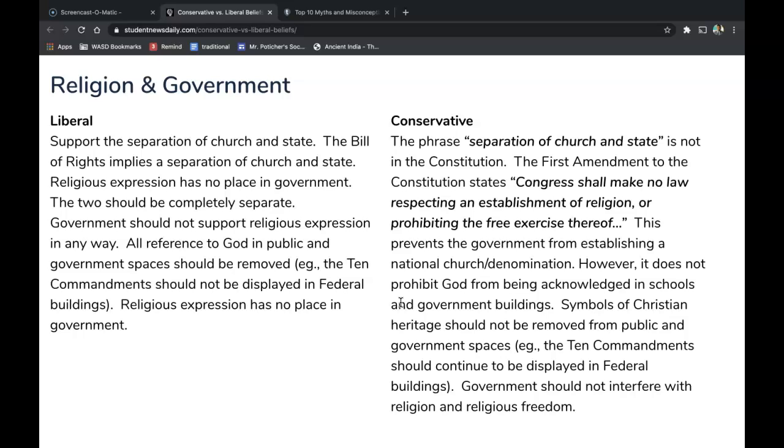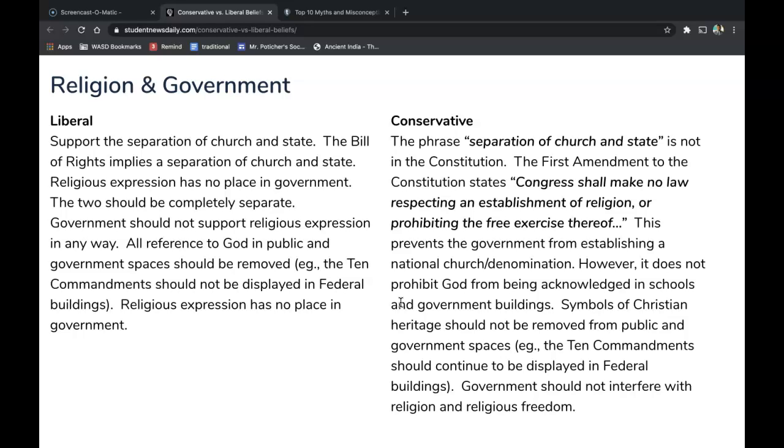Next up, on the issue of religion and government, liberals would say that we should support the separation of church and state. The Bill of Rights implies the separation of church and state fully, and religious expression has no place in government. The two should be completely separate. Government should not support religious expression in any way either. All references to God in public and government spaces should be removed, like the Ten Commandments should not be displayed in federal buildings, and religious expression has no place in government whatsoever.